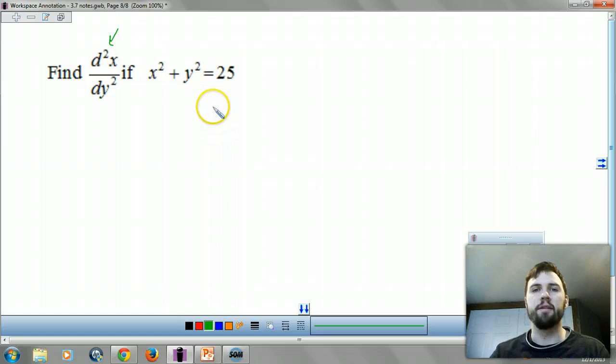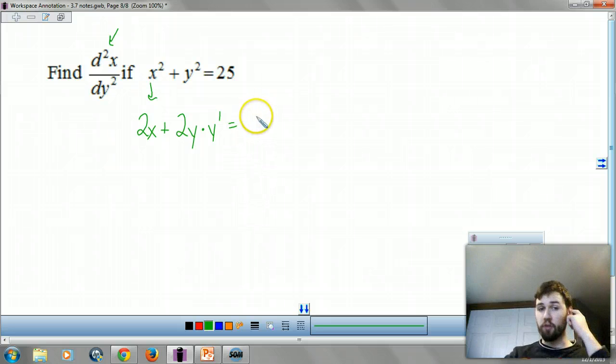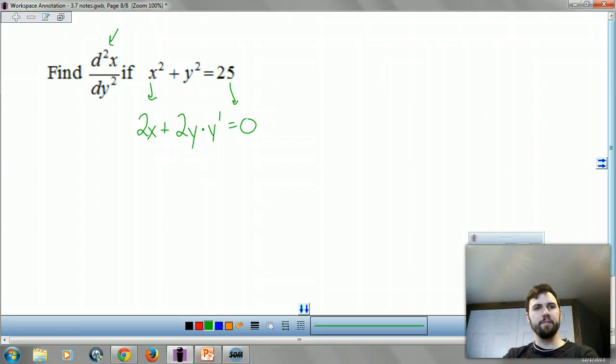First step, take the derivative of both sides, in terms of x. Derivative of x squared in terms of x is 2x. The derivative of y squared in terms of x is 2y times the derivative of the inside, which is y prime, equals derivative of 25, which is 0. Next step is you get all your y prime terms separated from your x terms. So I'm going to subtract a 2x from both sides.